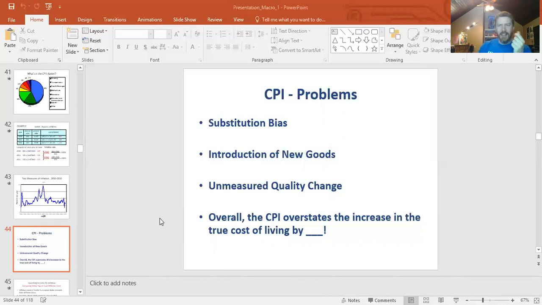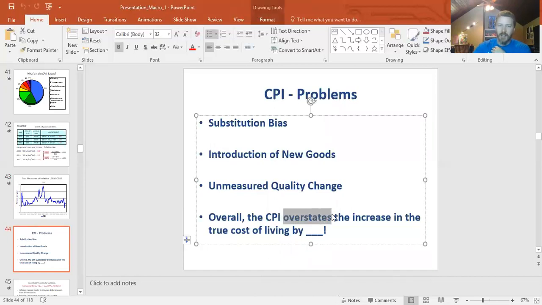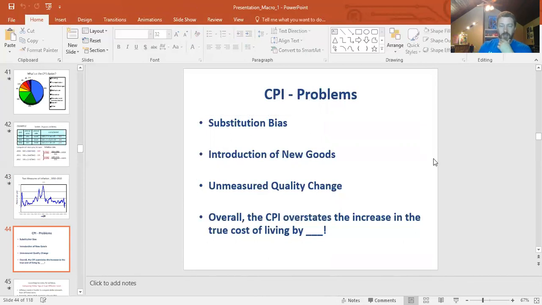So the CPI overstates the increase in the true cost of living because it doesn't take into account this ability that consumers have to substitute over to cheaper goods as relative prices are changing as the economy is evolving over time. That causes the CPI, as you see here, to overstate the increase in the true cost of living.